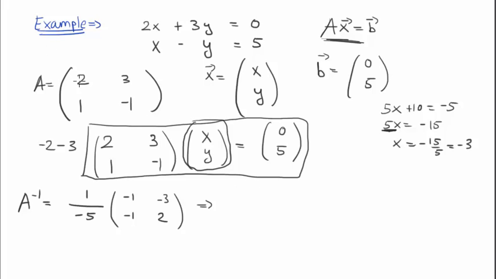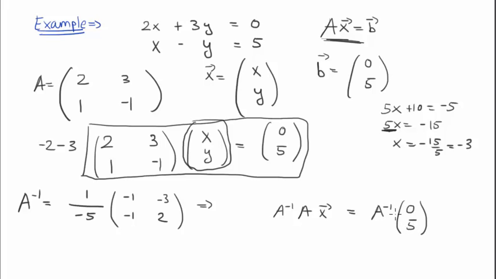I'm just going to write this A instead of this whole matrix. So I'll have A inverse times A times the x vector, which will be x, y, is equal to, now if I'm multiplying it on this side, I'm going to multiply it on this side as well, right? So A inverse times 0, 5.